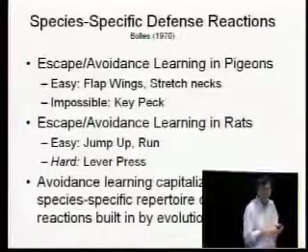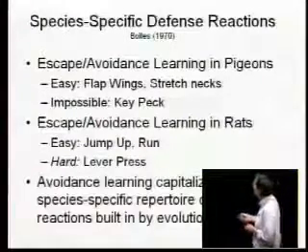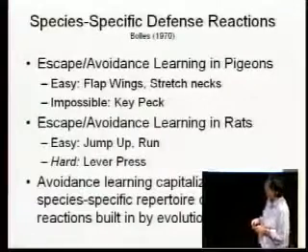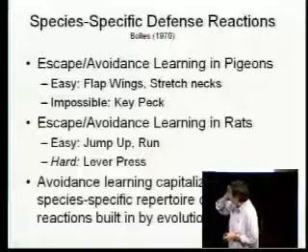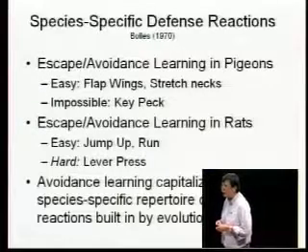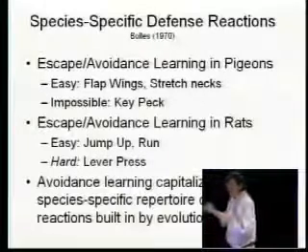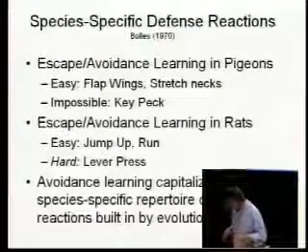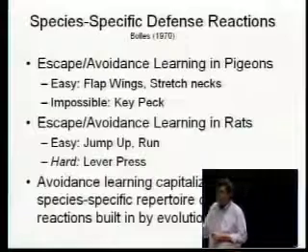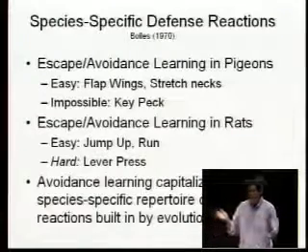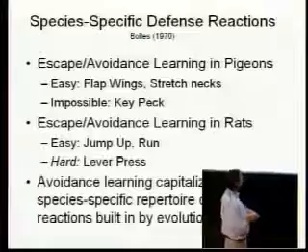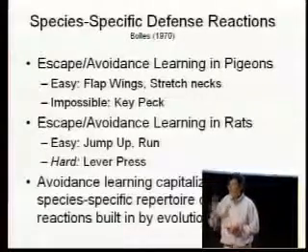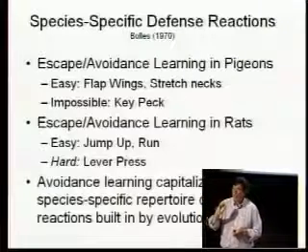Here is a similar kind of finding in another domain. This is escape and avoidance learning in pigeons. This is work by Robert Bowles at the University of Washington. And what Bowles discovered was that it was easy to teach a pigeon to flap its wings or to stretch its neck in order to avoid shock. Very easy to teach a pigeon that, but it is harder, in fact, it's impossible to teach a pigeon to peck a key to avoid shock.